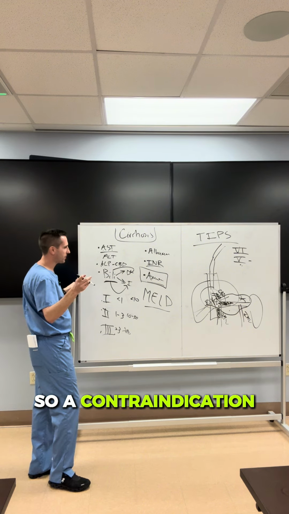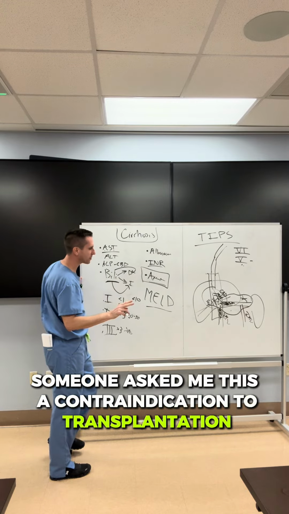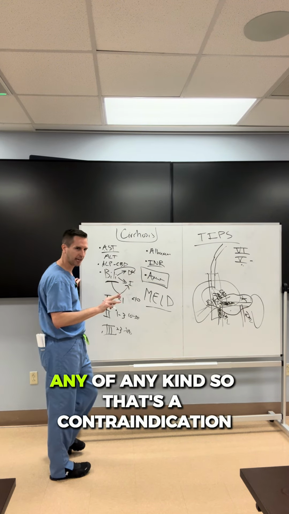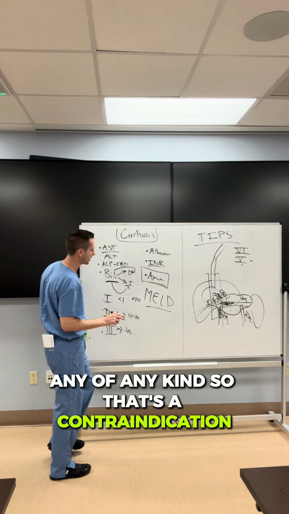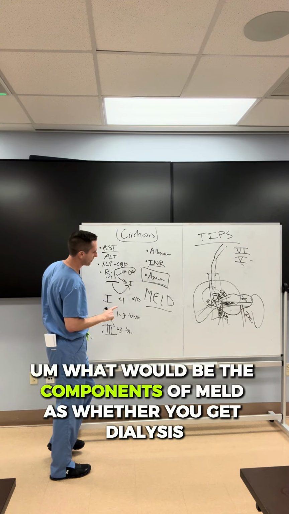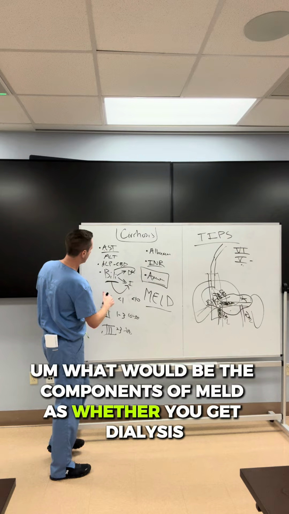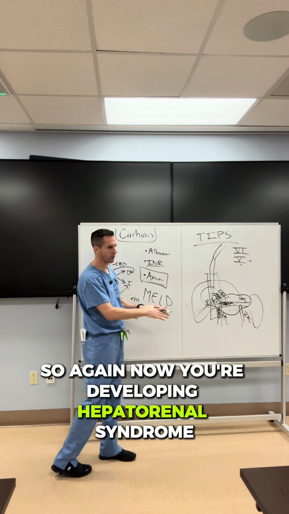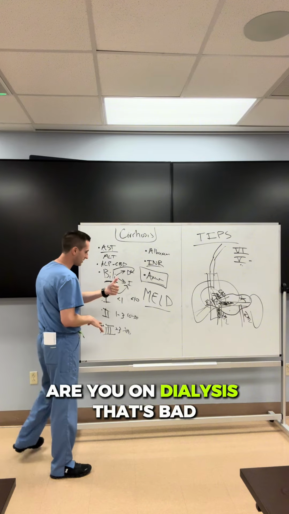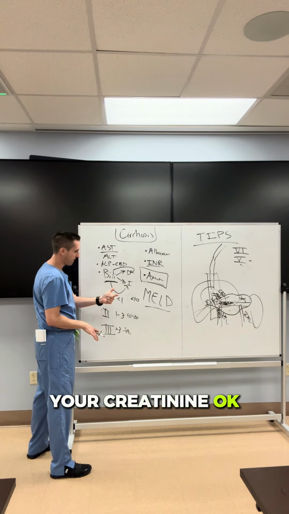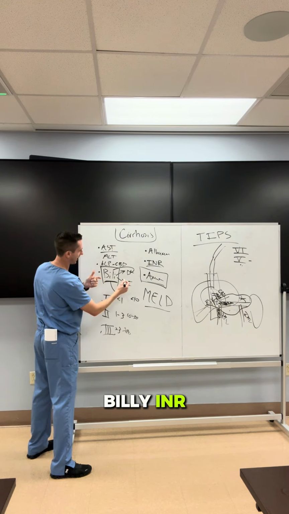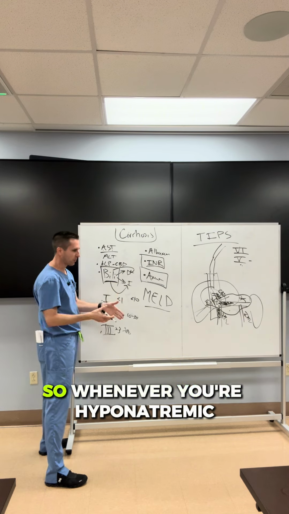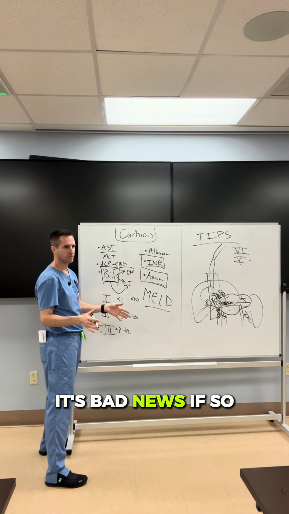So a contraindication, someone asked me this, a contraindication to transplantation, solid organ transplantation, is metastatic disease of any kind. So that's a contraindication. What would be the components of MELD? It has whether you get dialysis. Oh yeah, so again, now you're developing a hepatorenal syndrome. So yeah, are you on dialysis? That's bad. Your creatinine, bilirubin, INR, and sodium is like the more updated one. Yeah, so sodium's always, whenever you're hyponatremic, it's bad news.